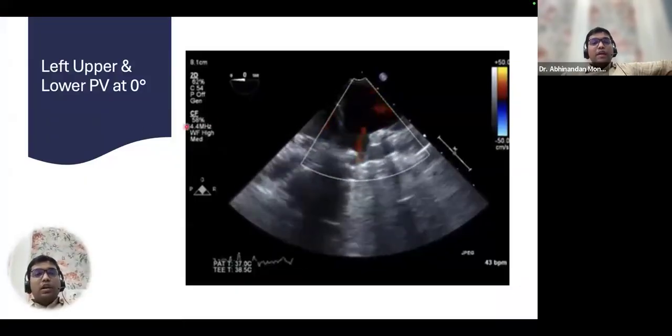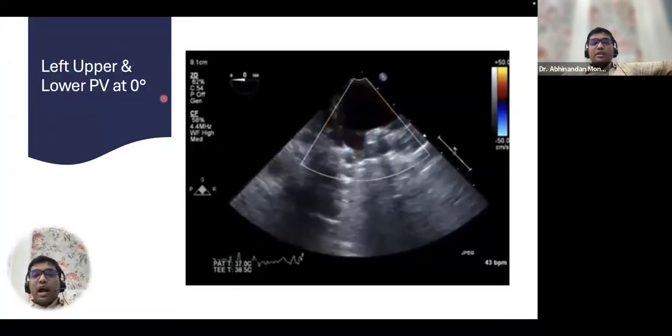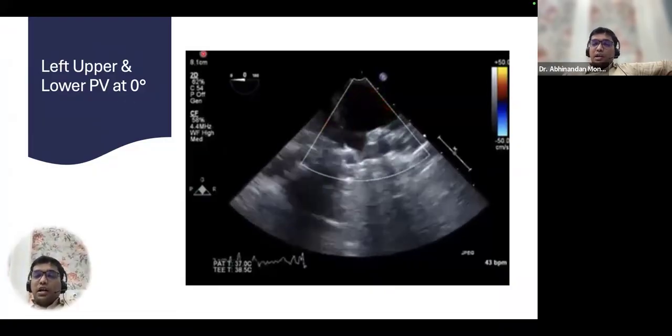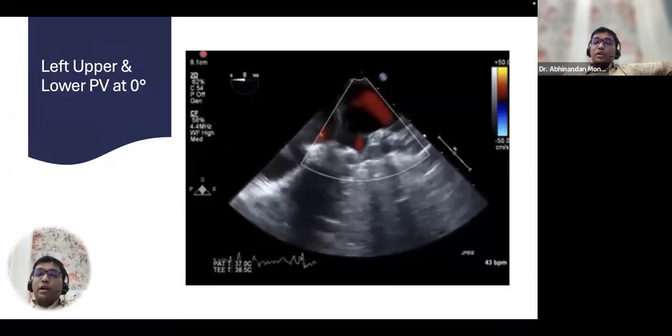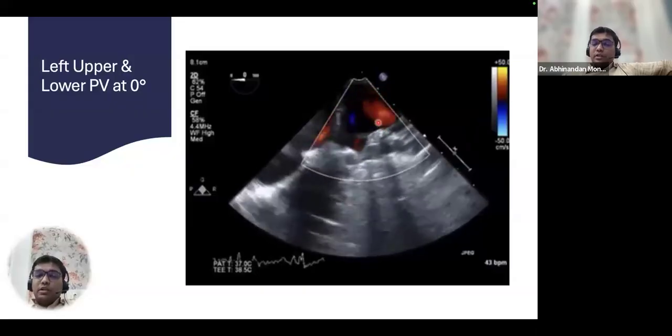So this is your left upper and left lower pulmonary vein at 0 degrees. If we further withdraw the probe, you will be able to see both the pulmonary veins over here.